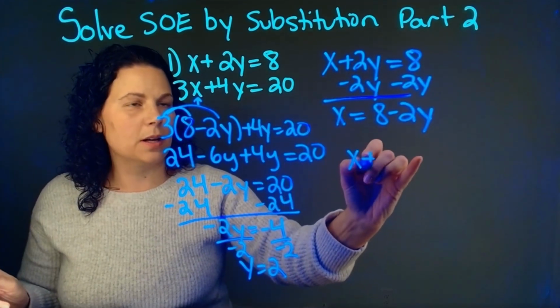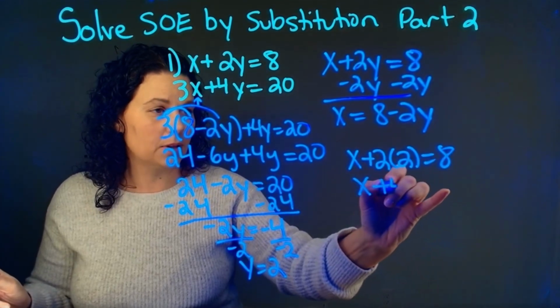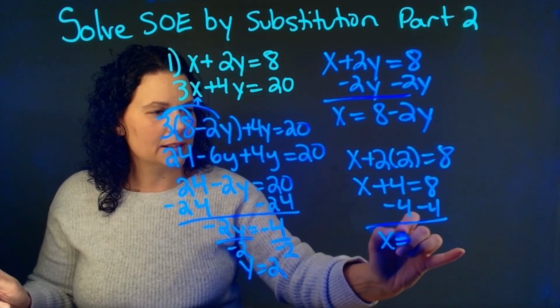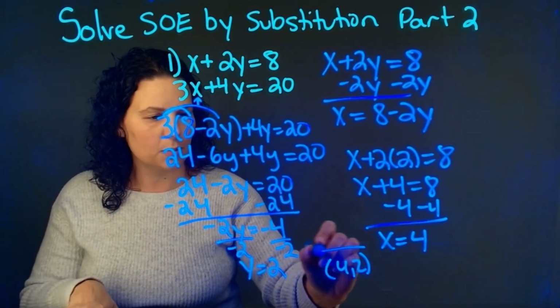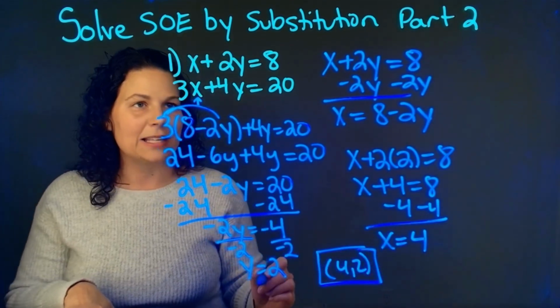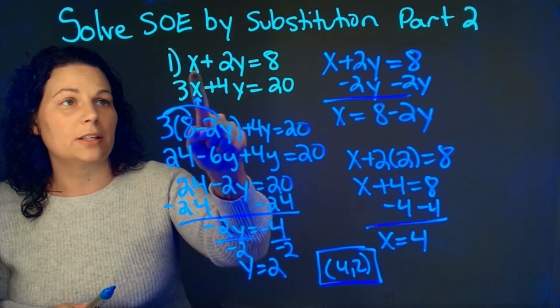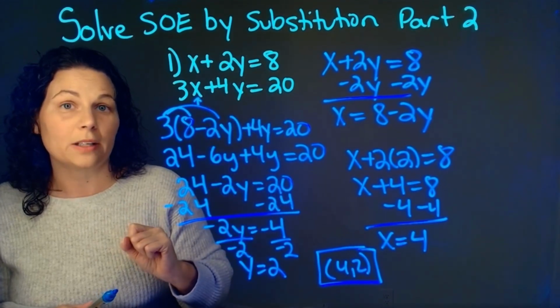So x plus 2 times 2 equals 8. x plus 4 equals 8. Subtract 4. And x equals 4. So I got 4, 2 for my answer, and I'm looking at my paper from when I did it earlier. That is my answer, but I highly encourage you to take 4, 2 and plug it in here and here. Make sure you get an 8. Plug it in here and here, and make sure you get a 20 on that side.